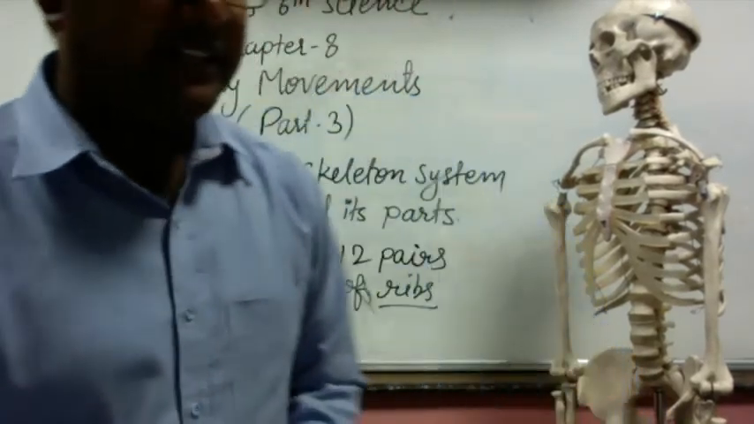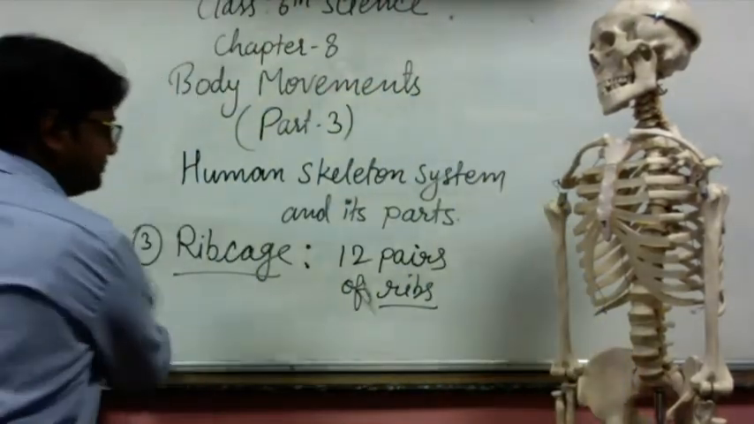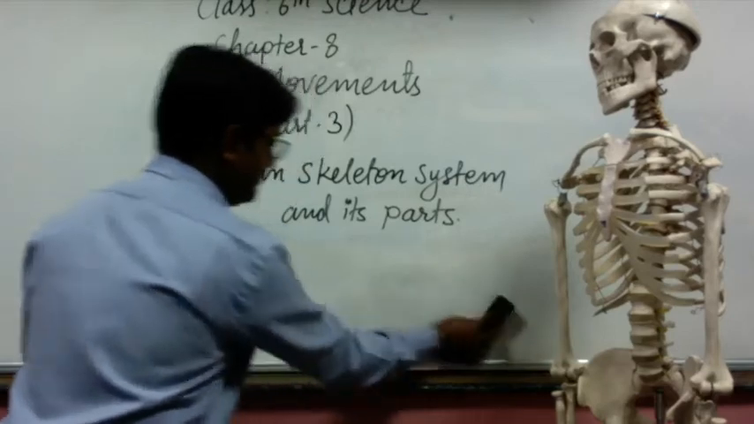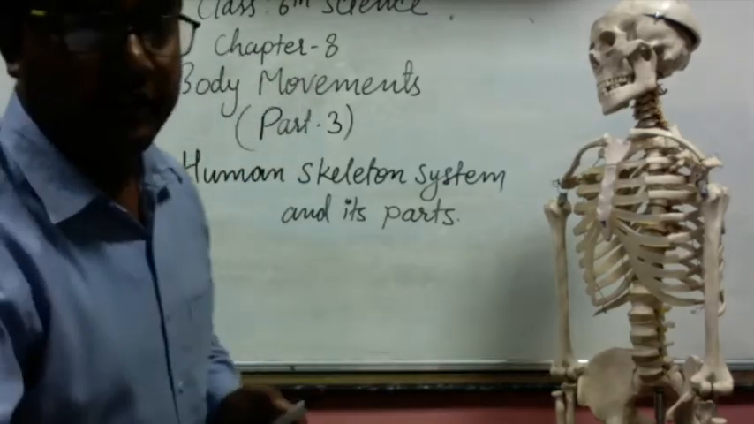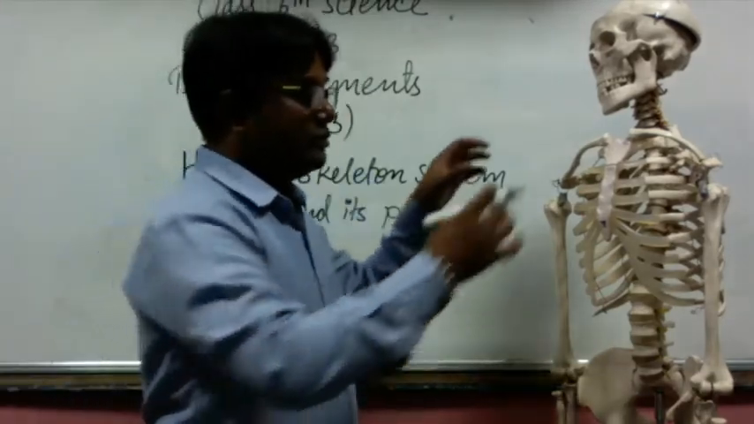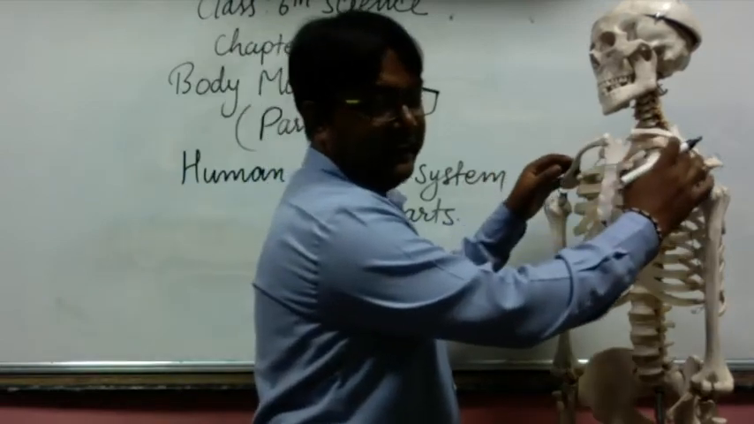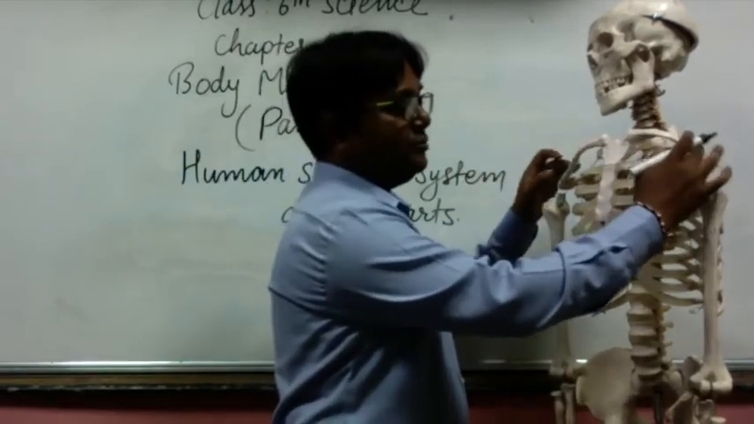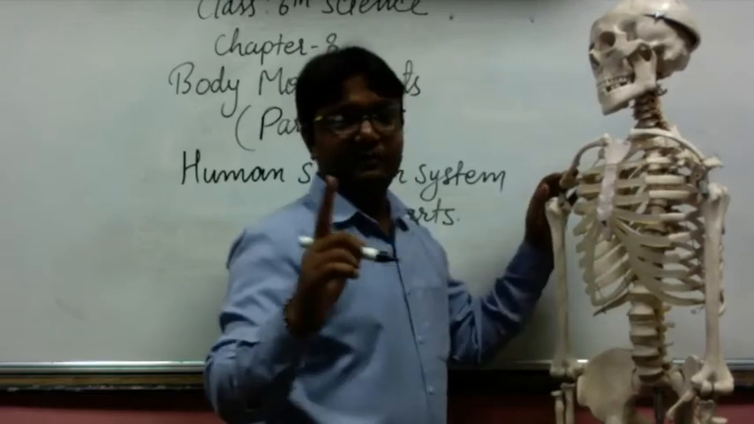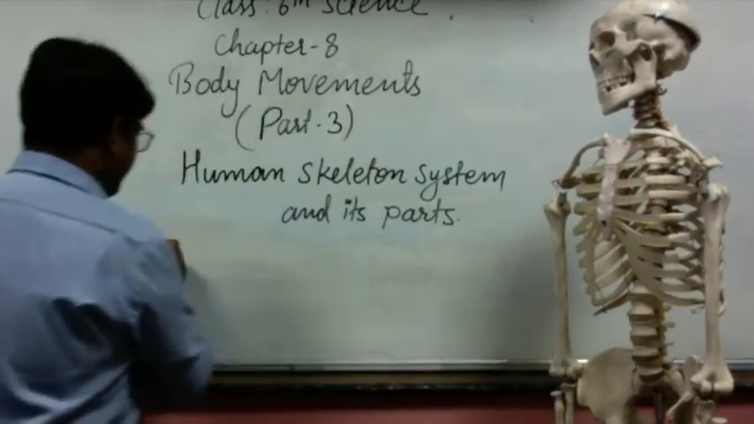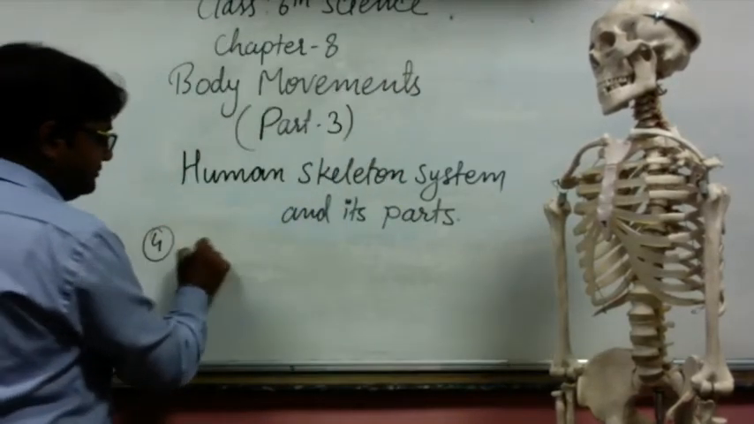Now let's move towards the next part, that is the shoulder. If we talk about the shoulder bones, here you can find that these two bones are one pair, the shoulder bones.